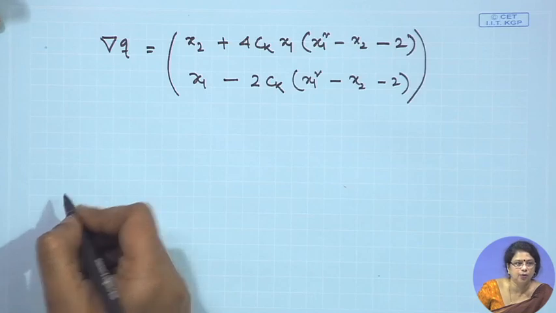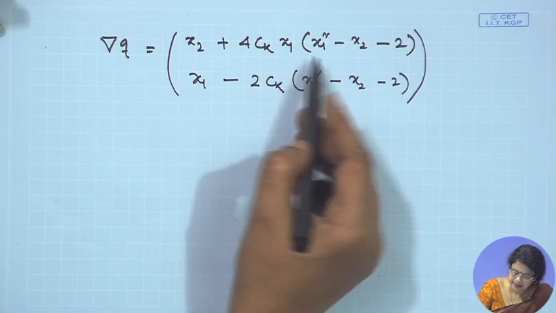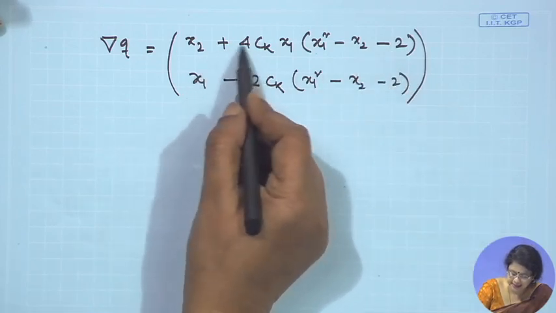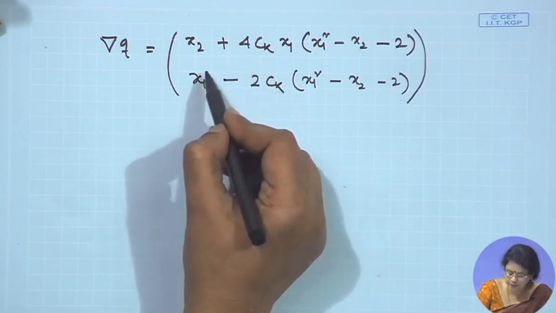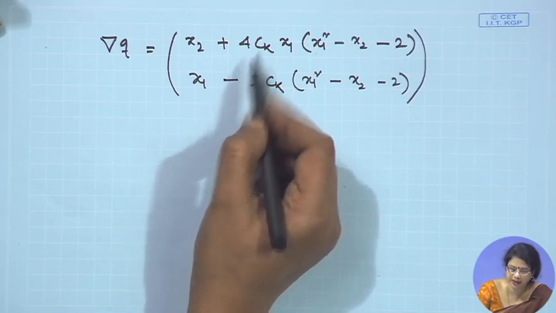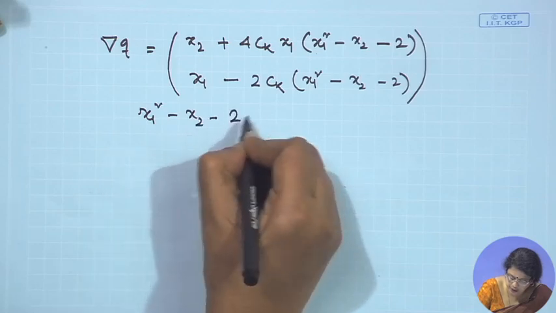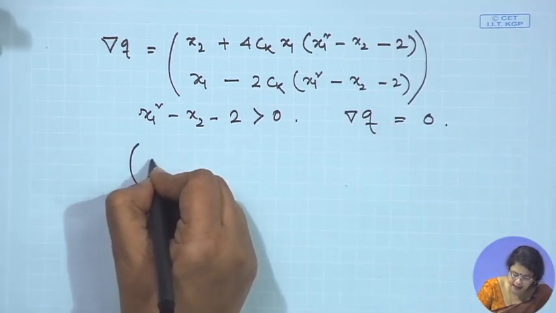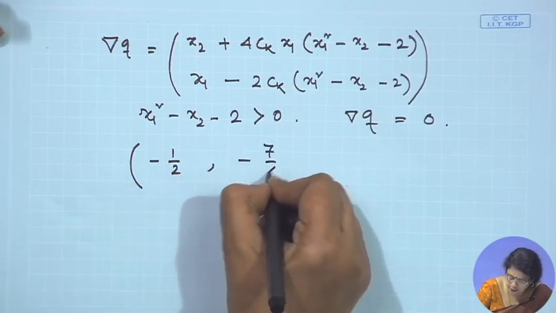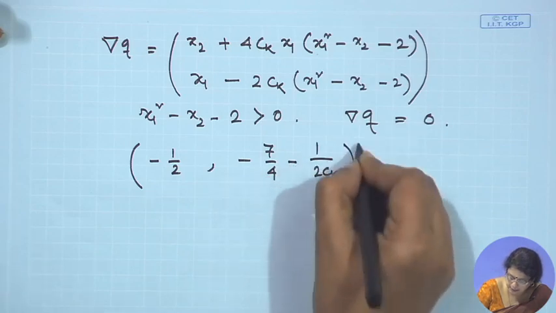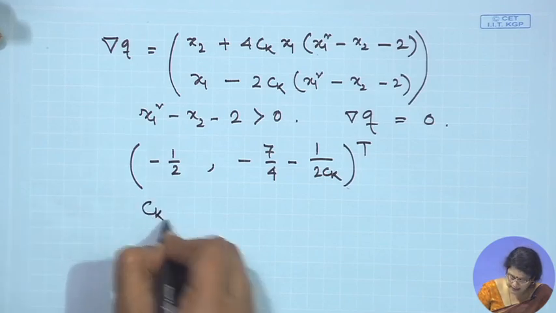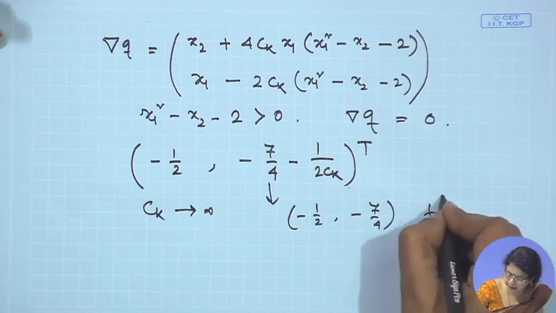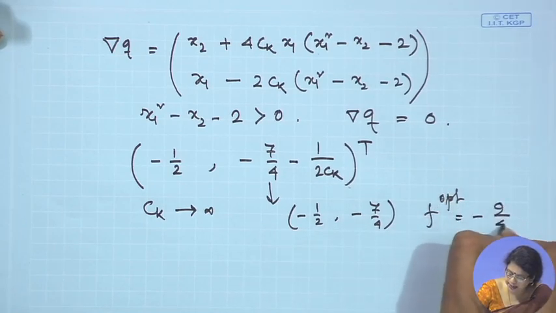Okay. Now, for this case, if x1 square minus x2 minus 2 is less than 0, what we are getting is that there is no solution at all, because from this case we cannot have the solution. Okay. Now, if x1 square minus x2 minus 2 is greater than 0, and if we equate gradient of Q equal to 0, then we will get the tuple as (minus half, minus 7 by 4 minus 1 by 2 Ck) transpose. All right. Now, as Ck tends to infinity, this point will tend to (minus half, minus 7 by 4), and the corresponding optimal solution x1 plus x2 is minus 9 by 4.